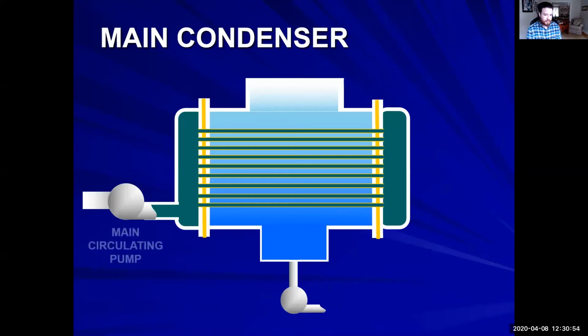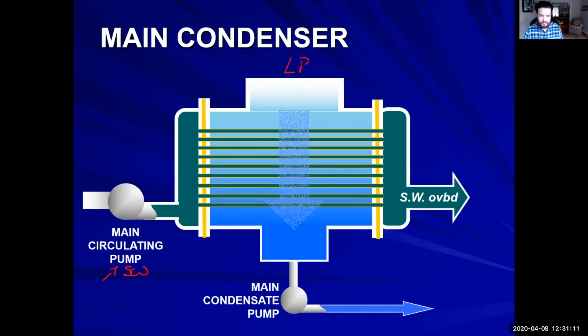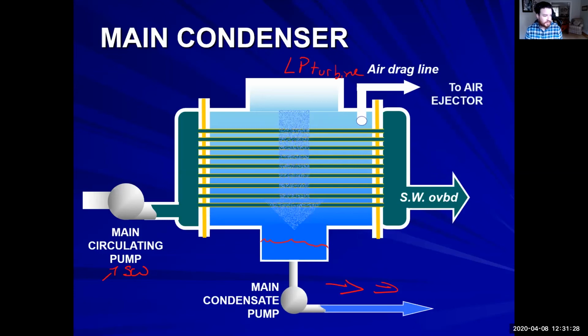So this is the main condenser on board our vessel. We have the main circulating pump. This is salt water. All right, the salt water goes directly overboard after we're done with it. We have our steam coming in from the low pressure turbine up here. And we have our main condensate pump that is pumping our liquid that forms to the rest of the system. We have an air drag line. This goes to the air ejector.